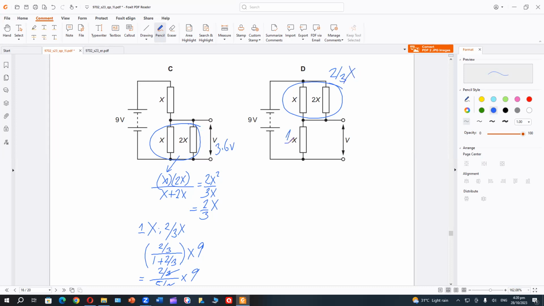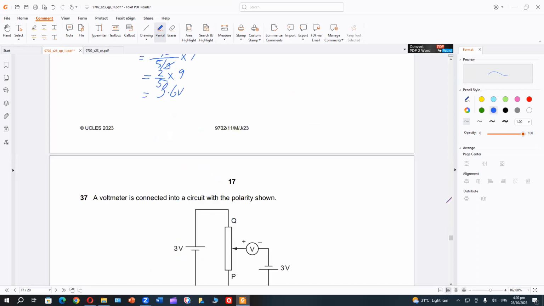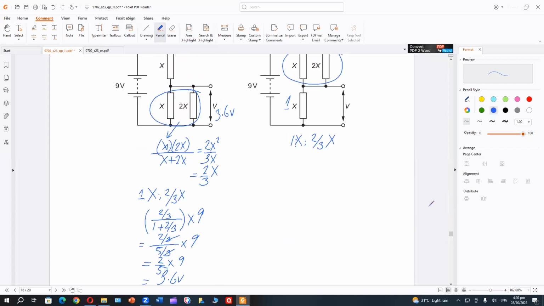And this is 1. So the ratio is 1x into 2 upon 3x. But this time it's across 1. So 1 upon 1 plus 2 upon 3 into 9. So 1 upon 5 upon 3 into 9. Try to solve this. 5.4. 5.4 volt.